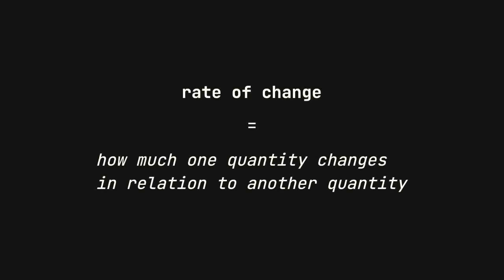All we've been doing is comparing average rates of change between the two graphs. Formally, rate of change is how much one quantity changes in relation to another quantity. Let's graph a linear function, f of x equals 2x.